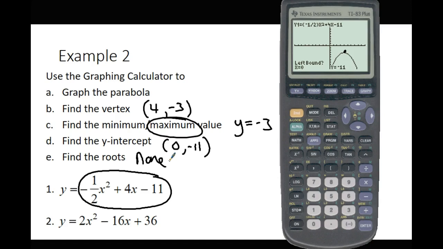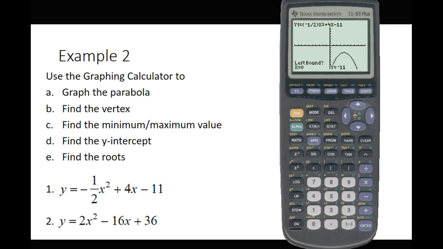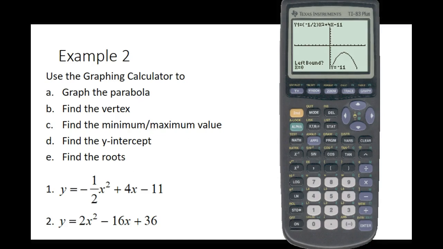This time I'm going to let you guys follow the steps that are printed for you there, okay? And then I'll give you a little pause time between each one to try it, and then you can see if you got it right. All right, so ready? Go ahead and let's type our equation in first. Go back to y equals and clear it out. Type in your equation. Our new equation is 2x squared minus 16x plus 36, and then graph.